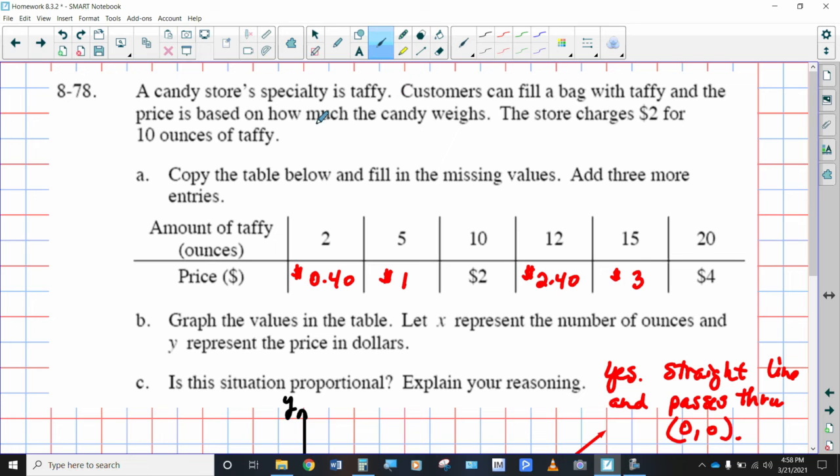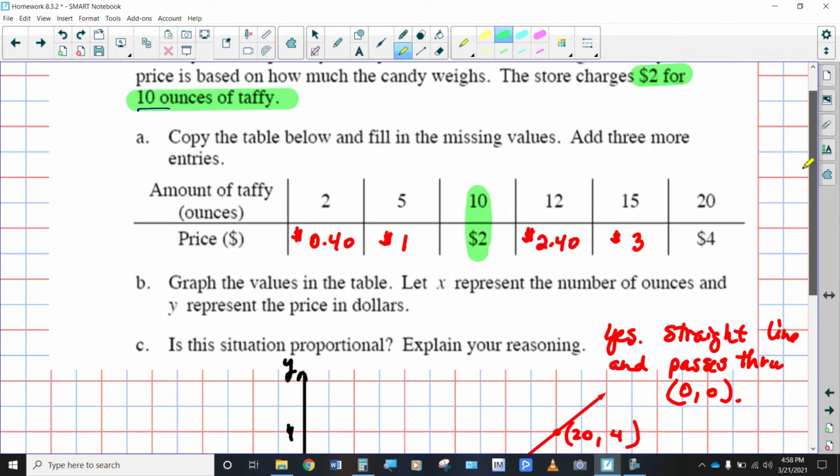Customers can fill a bag with taffy, and the price is based on how much the candy weighs. Store charges $2 for 10 ounces. So that is a piece of information that we would need to figure out what the unit rate is. That's this piece of information right there. So is this a proportional type relationship? And the answer is absolutely it's proportional, because you can figure out what the unit rate is.